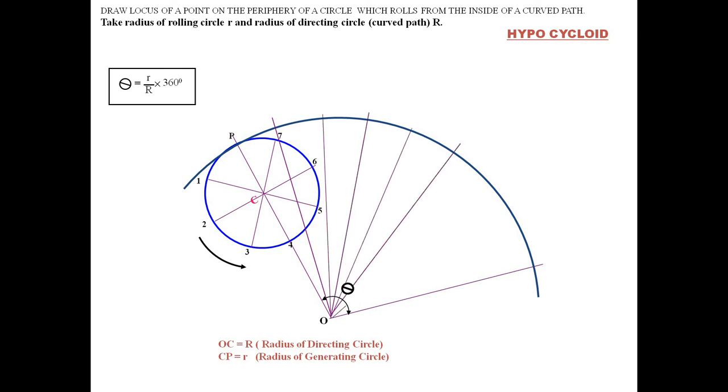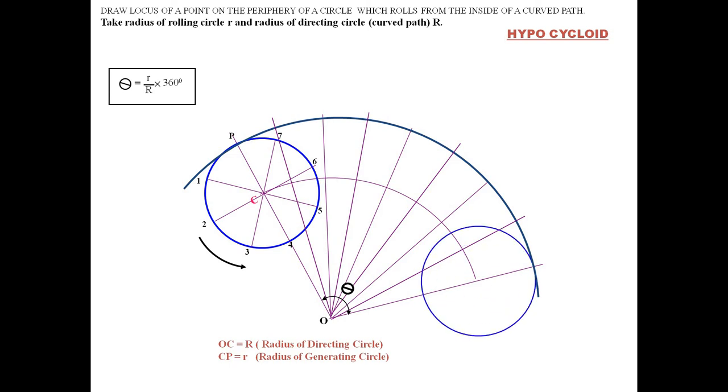Then we'll also draw the center arc, that is where the center of the circle will lie when the circle rolls, and mark the centers. This dot shows the position of the center of the circle when this rolling circle rolls on this path. We'll mark the first point. First we'll draw the arcs. These are the various arcs.